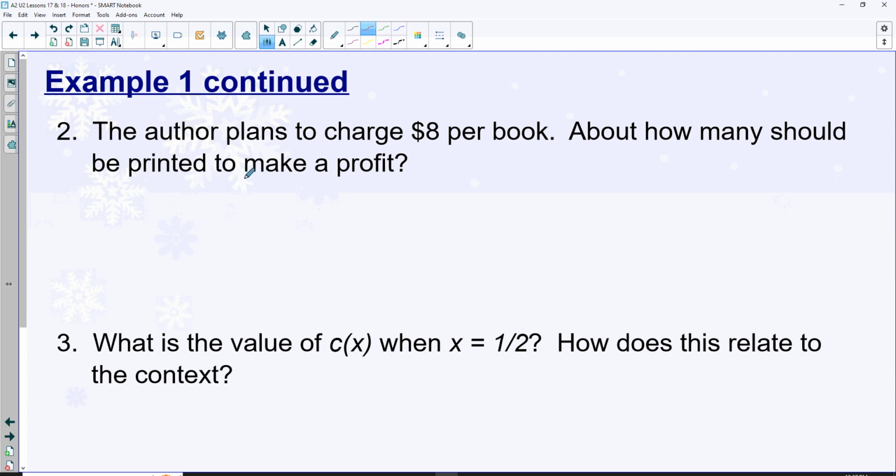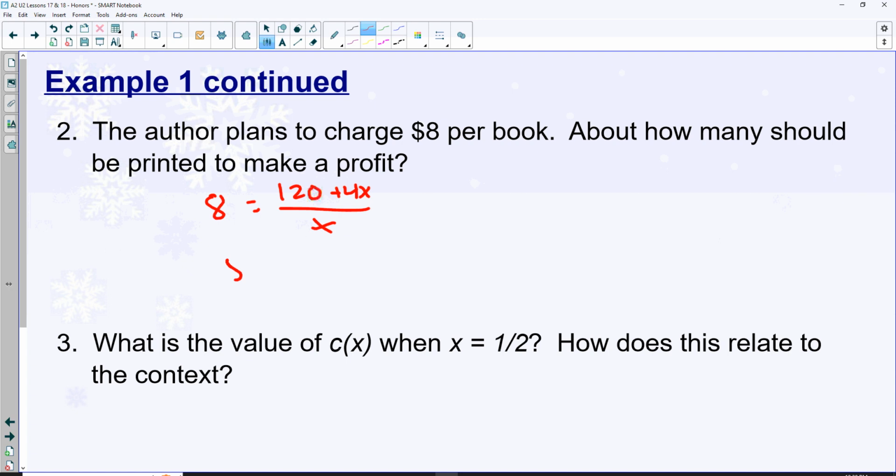So, a few other questions that we can answer here. We'll just quickly go through them. The author plans to charge $8 per book. How many books should be printed in order to make a profit? So we want to charge $8 per book. So 8 equals 120 plus 4x over x. We could solve this for x.